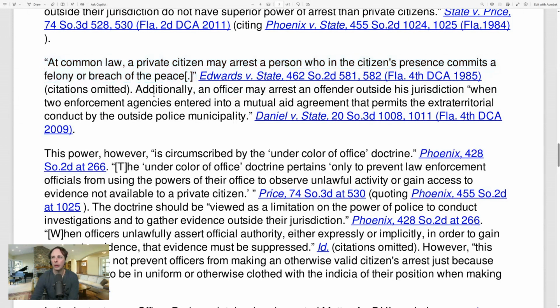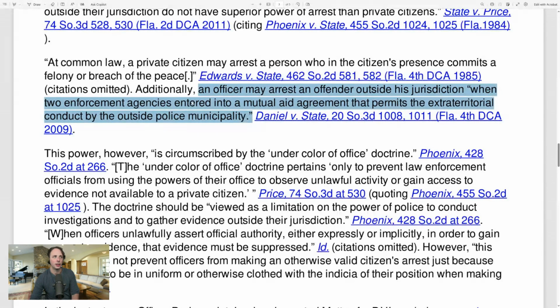Admittedly, an officer may arrest an offender outside his jurisdiction when two enforcement agencies have entered into a mutual aid agreement that permits the extraterritorial conduct by the outside police municipality. So in the Fourth District, at least, there could potentially be agreements with different agencies where a police officer may have the ability to arrest outside jurisdiction if they had a special agreement with the other jurisdiction, where maybe they're right next to each other, right? And that's a common thing.